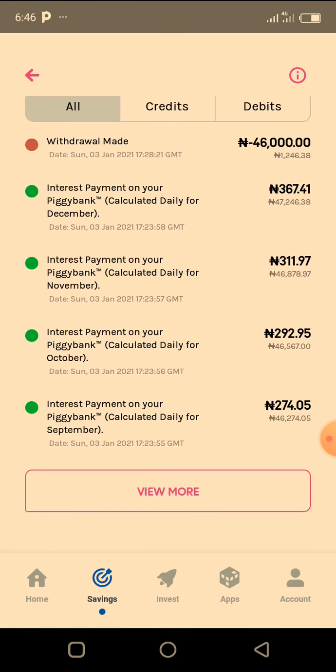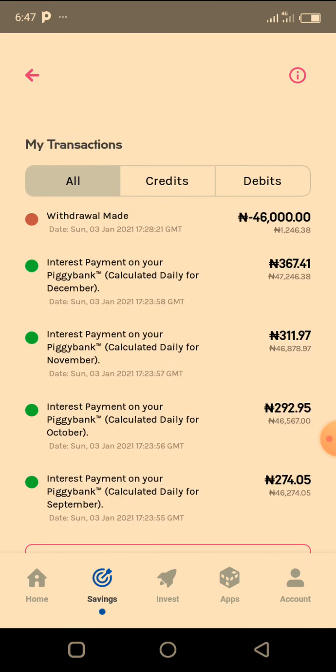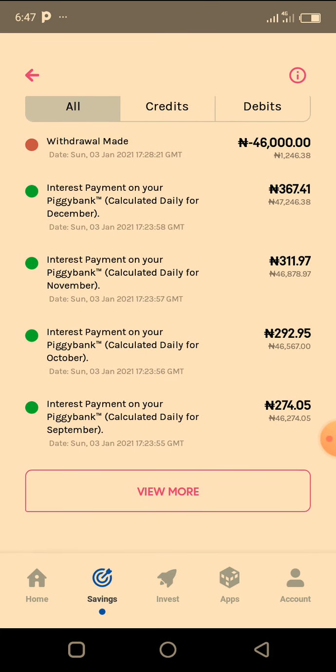So these are little transactions I've done in this Piggyverse. I've been using it for quite a while, but I've not really been doing a lot with the account. But I just want to become more disciplined, because last year all the money I made, I was just using it. So that's it. Now we have next the investment.